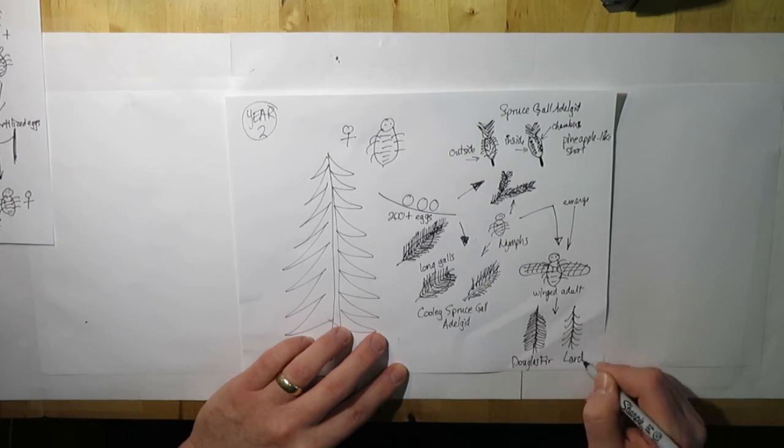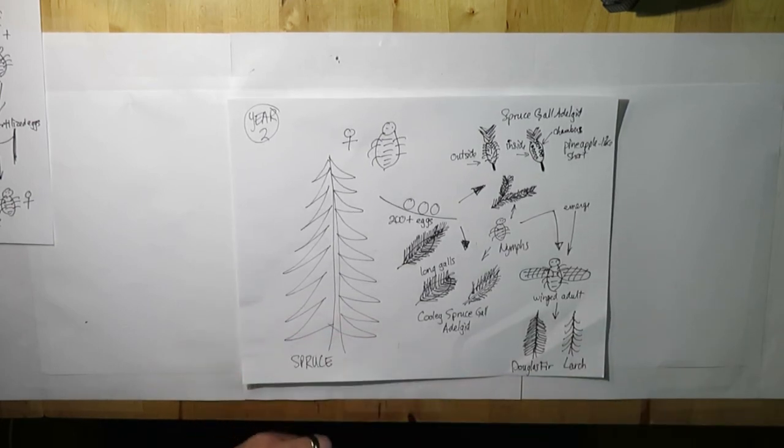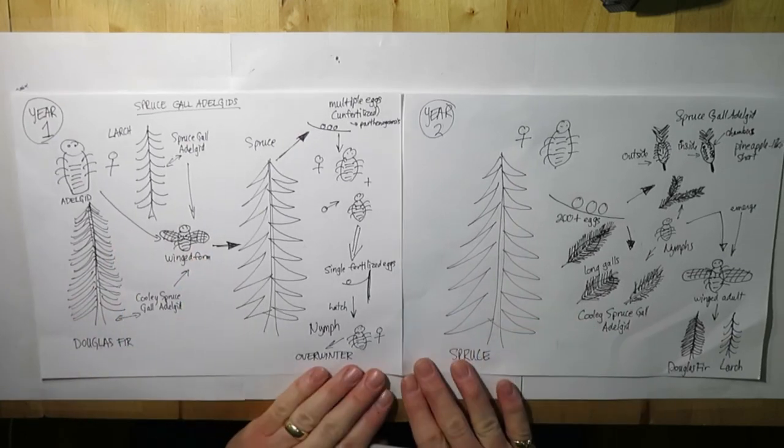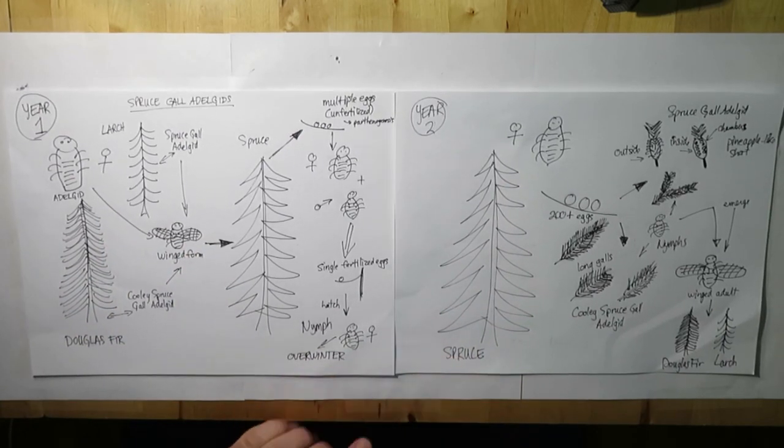It isn't necessary that the thing move across. It can stay and just cycle on the one on the spruce. However, the main idea is to move from host to host.